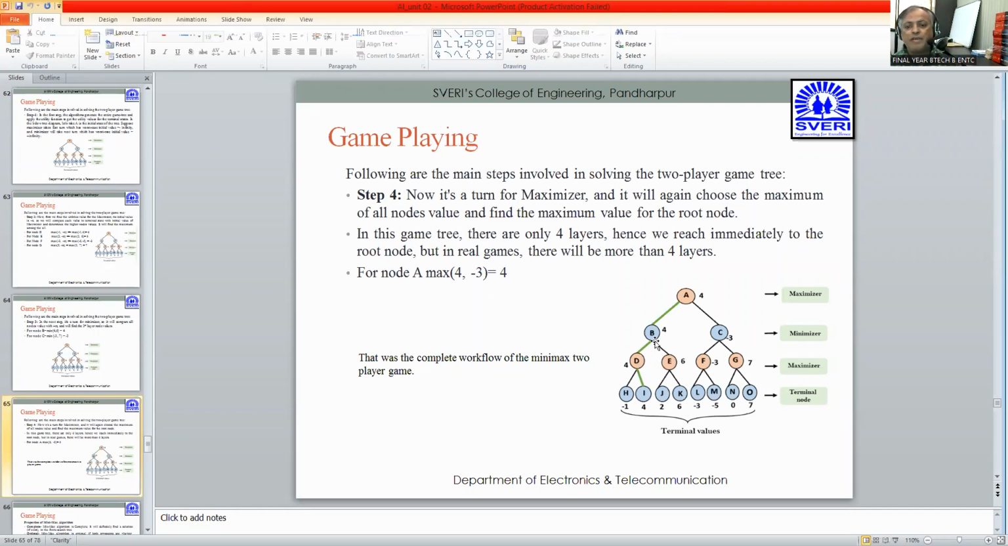So now what is happening? So 4 and -3 में max will be 4 because we are again choosing maximizer. So now we have reached to the node A, that is called as 4. So that was the complete workflow of the two-player game. This is how the two-player game works out. And this is how the Minimax algorithm works out.